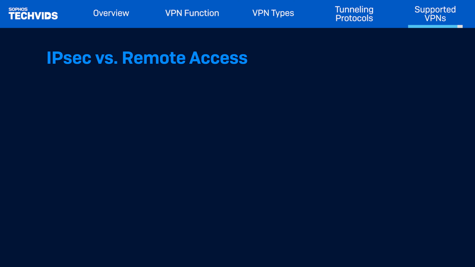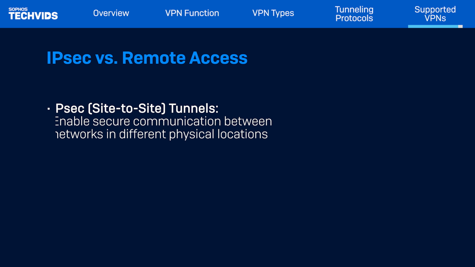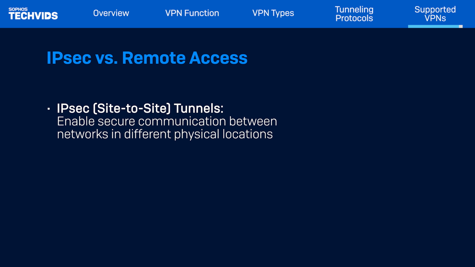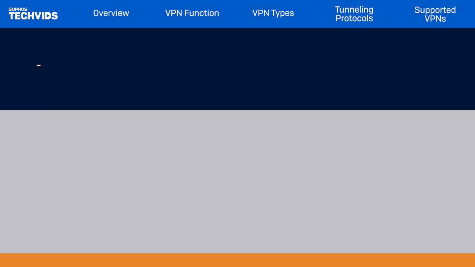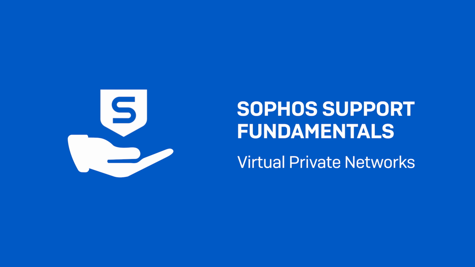Remember, the main difference between IPsec and remote access tunnels is that site-to-site tunnels enable secure communication between entire networks present in different physical locations, while remote access VPNs provide secure access for individual users to private networks from remote locations. So that covers our overview of virtual private networks.